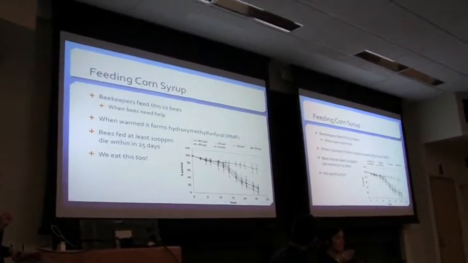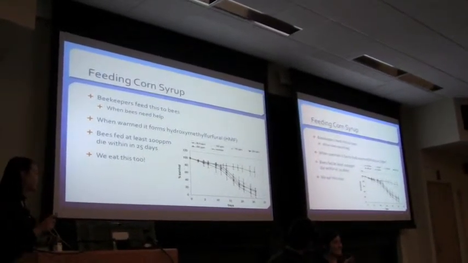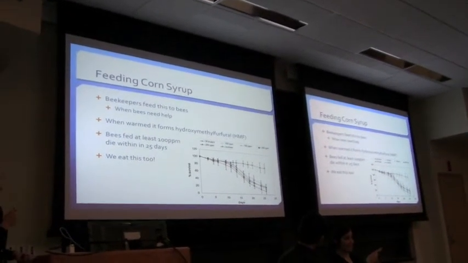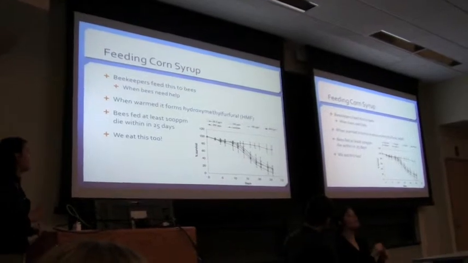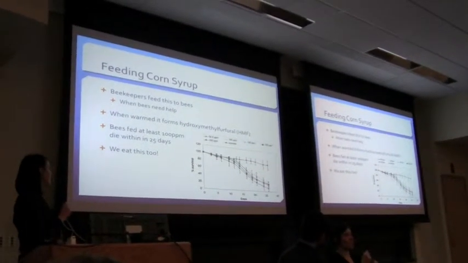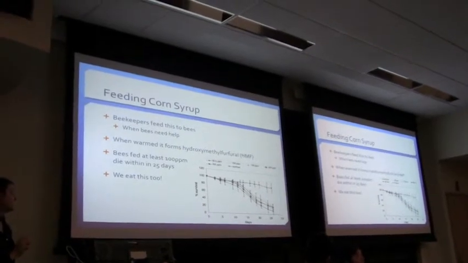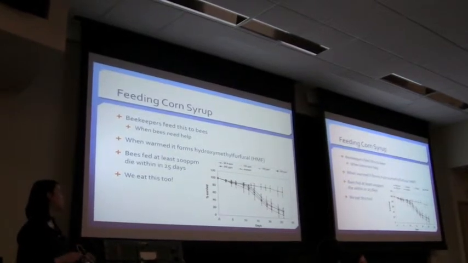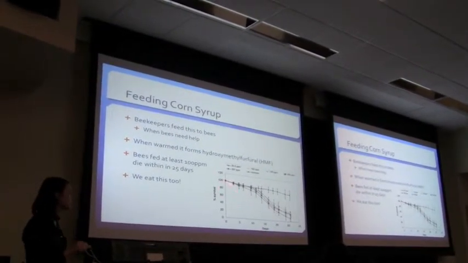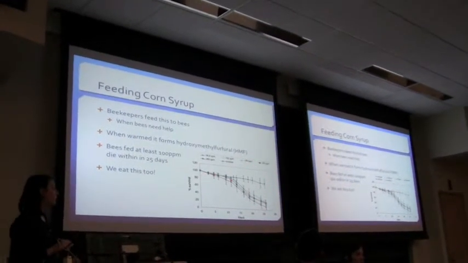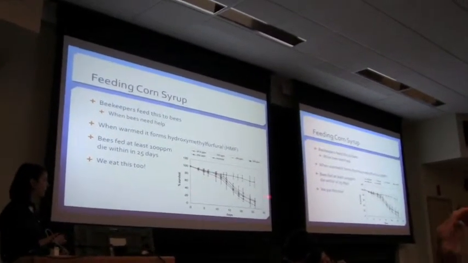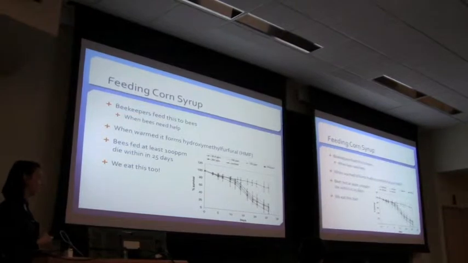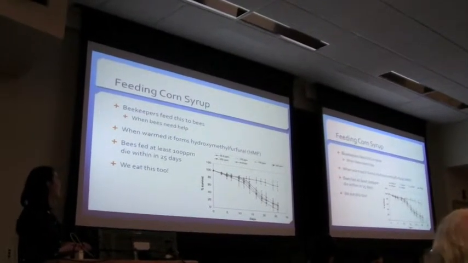The only thing is, corn syrup now comes from corn with a certain pesticide, which I'll talk about in a second. But corn syrup, when it's warm, forms HMF, and if you feed bees sugar water with at least 100 parts per million of HMF, they'll actually die within 25 days. So this graph is showing the amount of HMF, in parts per million, required for death. And the ironic thing is, we eat corn syrup too. So if honeybees are dying, what could this be doing to us as well?